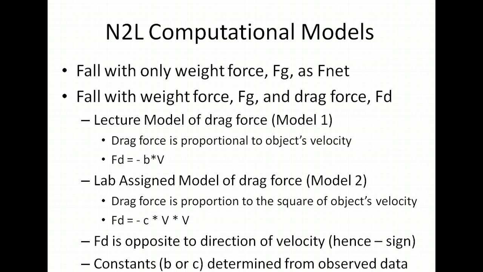Three computational models are shown in this lab. Free fall with only Fg and no drag force. Model 1 from the lecture: drag force is proportional to the object's velocity. Model 2, assigned in the lab: the drag force is proportional to the square of the object's velocity. Fd is opposite to the direction of velocity, hence the minus sign in the constants b and c, which are determined from the observed data.